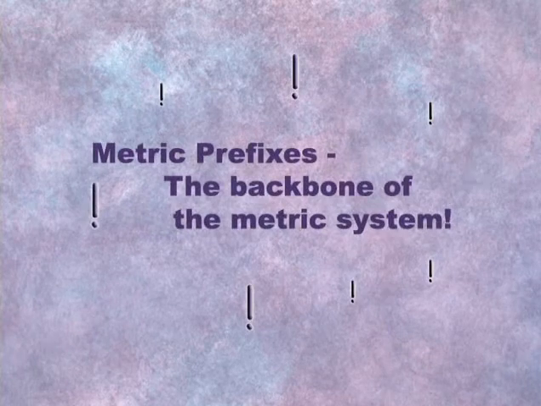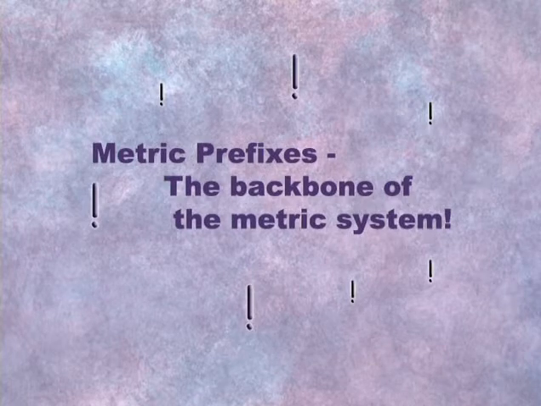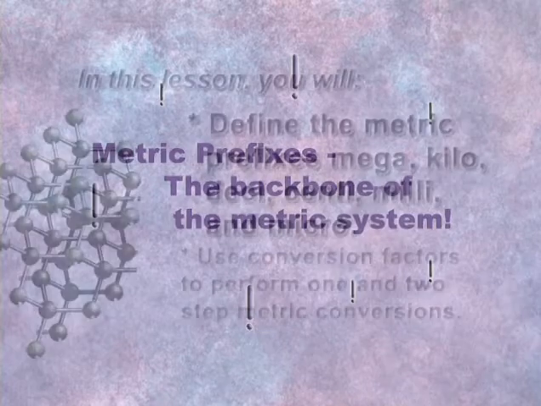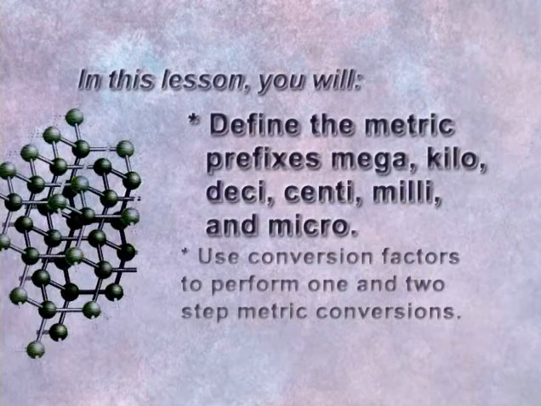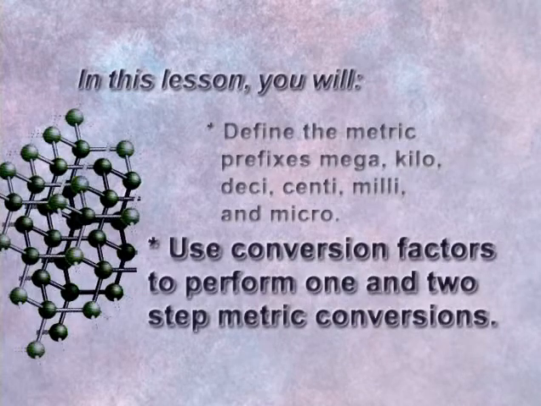Metric prefixes are the backbone of the metric system. There are lots of metric prefixes, but only 6 of them are used quite a bit in chemistry. These are the 6 we will focus on today as we learn about metric conversions. During this lesson, you will define the metric prefixes mega, kilo, deci, centi, milli, and micro, and use conversion factors to perform 1- and 2-step metric conversions.